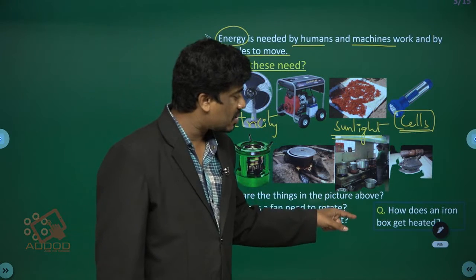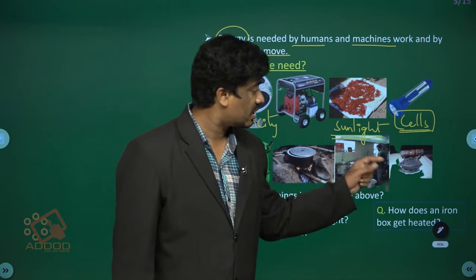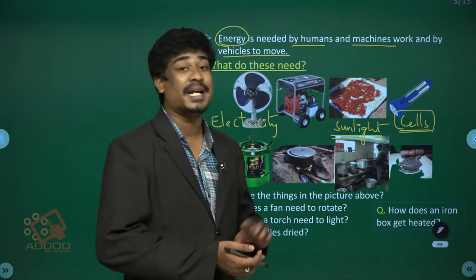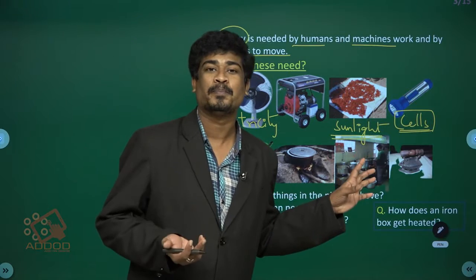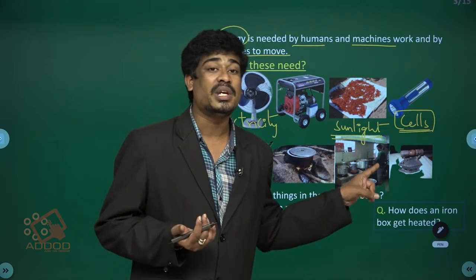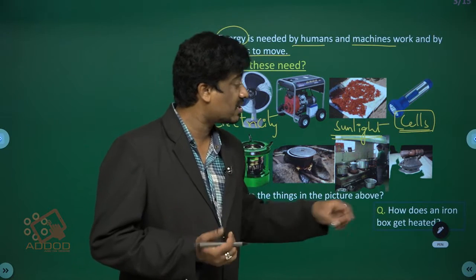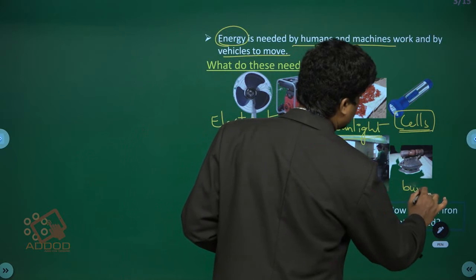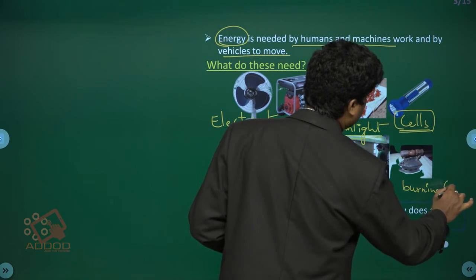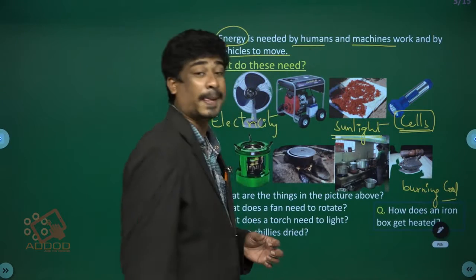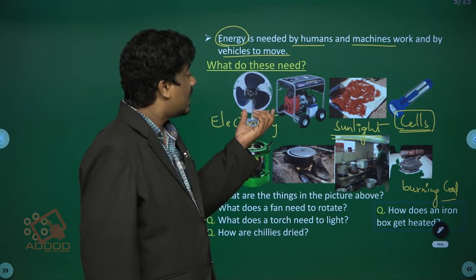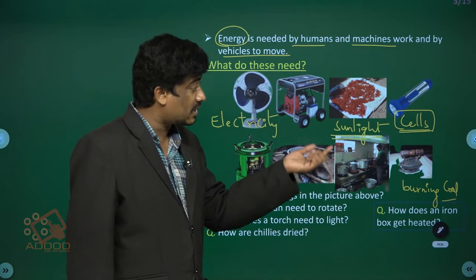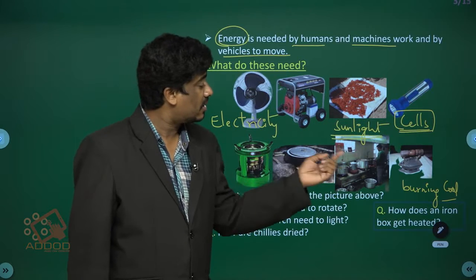How does an iron box get heated? So by burning the coal which is inside the iron box, it heats up, isn't it? So here, how does an iron box get heated? By burning coal. Right? So every material needs some electricity or sunlight or chemical energy, batteries or burning of coal.